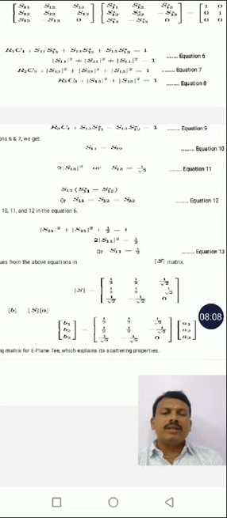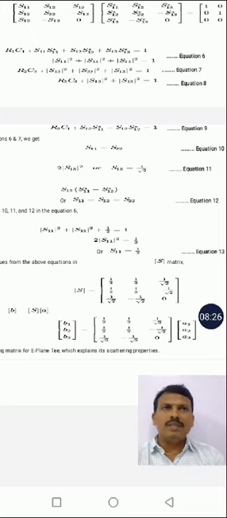The general format is B matrix equal to the scattering matrix multiplied by the A matrix. B is generally named the output matrix or reflected wave matrix. The S matrix is the scattering matrix, which is multiplied with the A matrix. The A matrix is the input matrix.